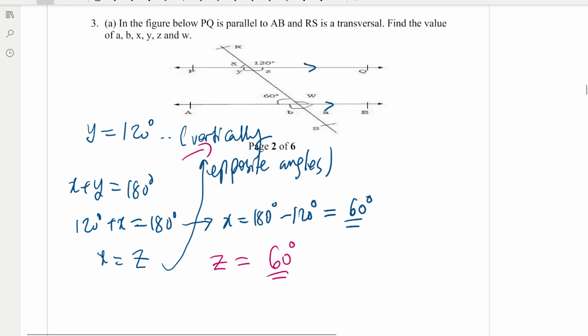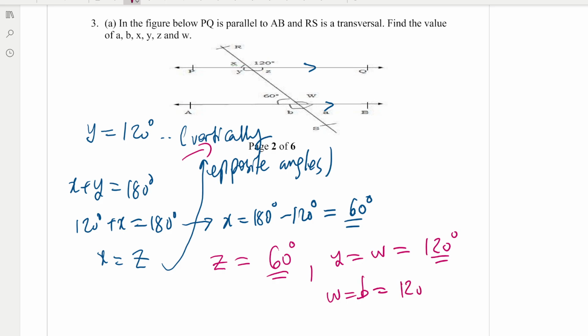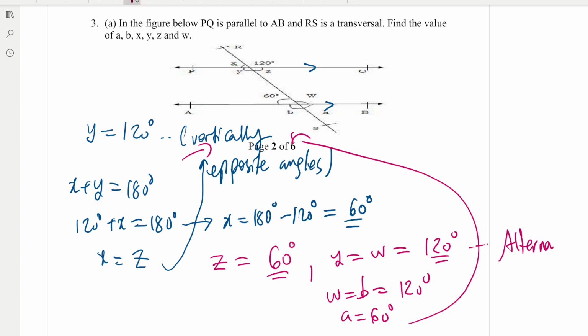Then when we come to Z and W, we can see that Y equals W, and because Y equals 120, W will be 120 degrees also. W will also be equal to B, and it will again be 120 degrees. And then you have A equal to 60, for the same reason that they are vertically opposite angles, while we said that Y equals W because they are alternate angles.